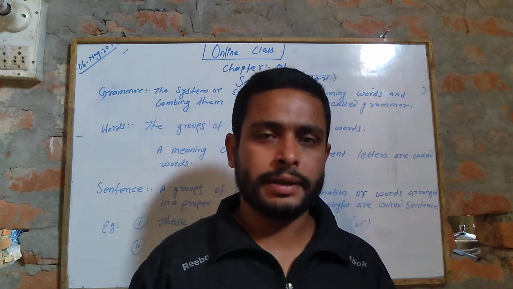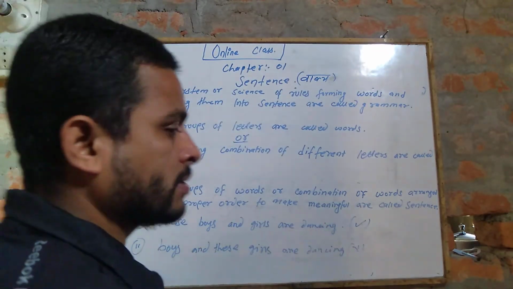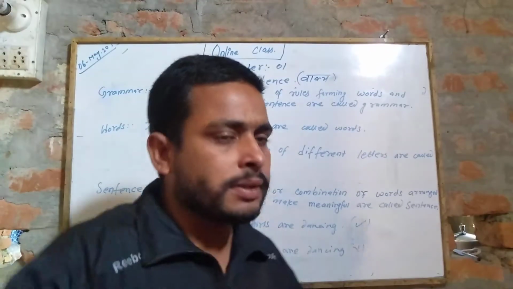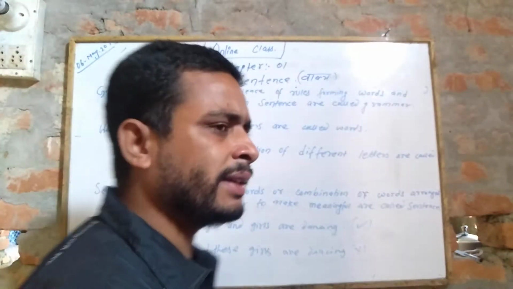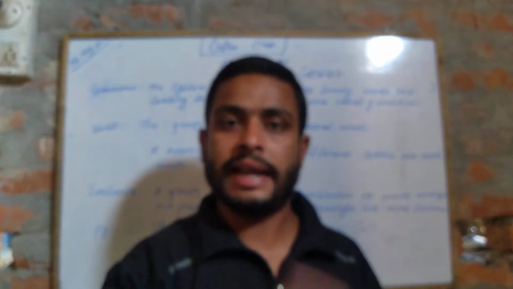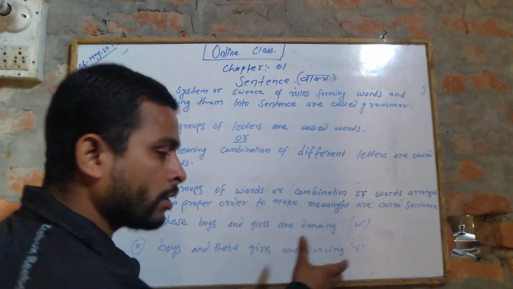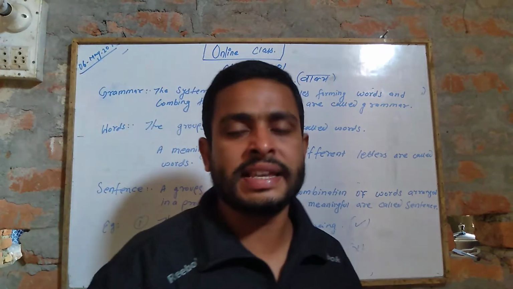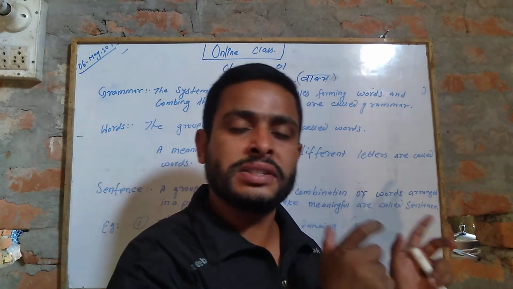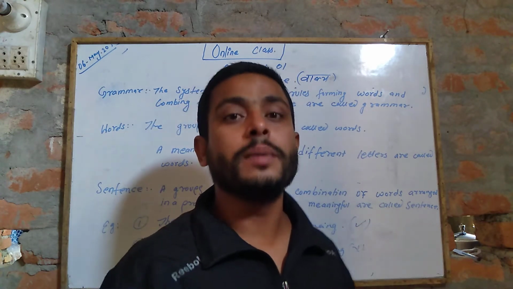We can say that. For example, these boys and girls are dancing. We can understand that these boys and girls are dancing. But don't think that any group of words in a row makes a sentence; it must have meaning. Suppose: boys and these girls. This is also a group of words, but it has no meaning, no sense. That's why it is not a proper example of a sentence.